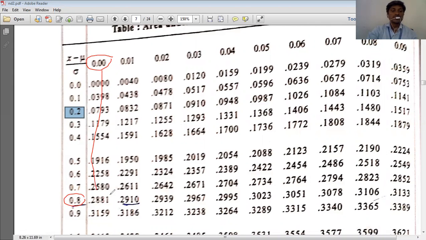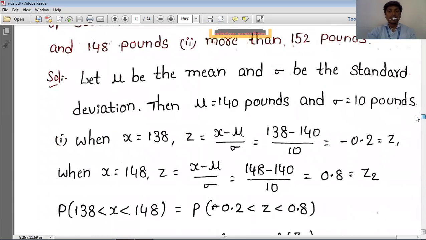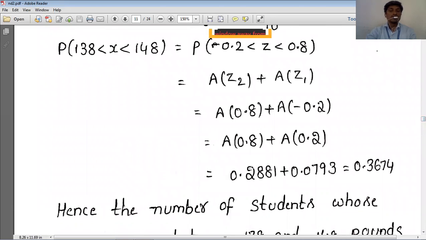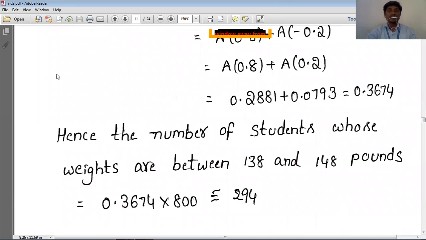So for that we substitute: in place of the area of 0.8, it is 0.2881. And for 0.2, which one do we choose? 0.0793. These are the two values we substitute there: 0.2881 and 0.0793. See here 0.8 and 0.2, the same values we wrote here. The area of 0.8 is 0.2881 and the area of 0.2 is 0.0793.